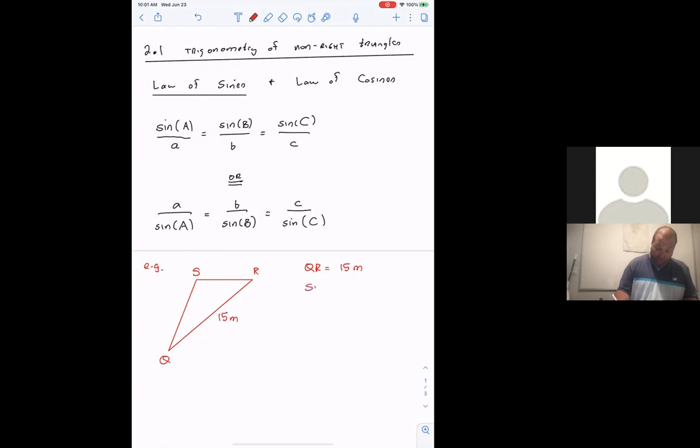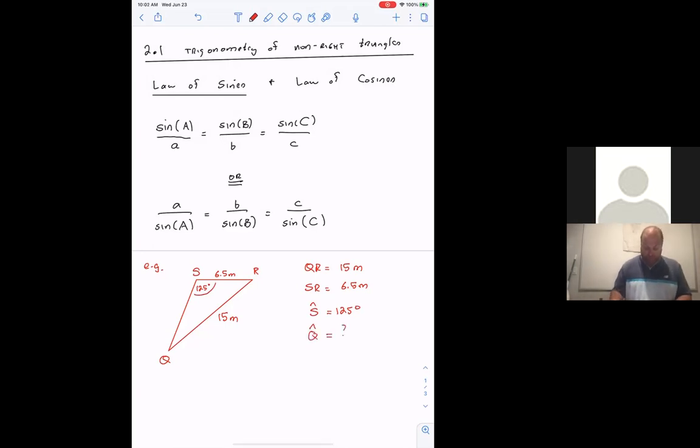It tells me that SR is 6.5 meters. So SR, the side that connects vertex S and vertex R at the top, is 6.5 meters. And it tells me that S hat is 125 degrees. What is S hat? It is the angle at vertex S. So this here is 125 degrees. Notice, and it wants Q hat, by the way. This is what it's looking for.